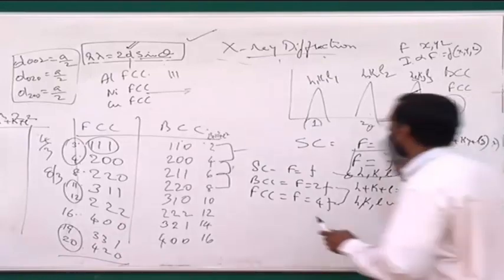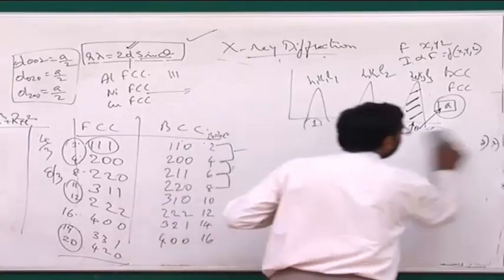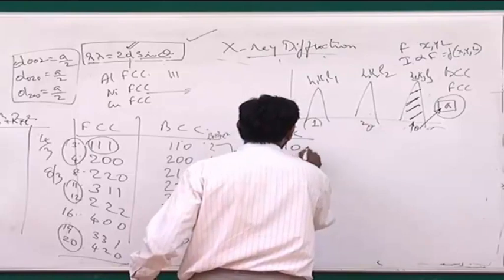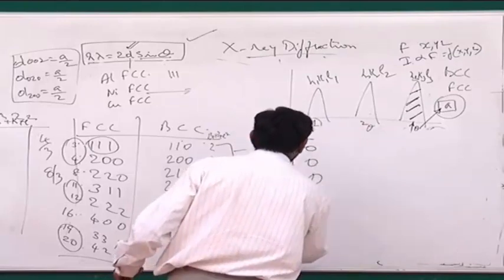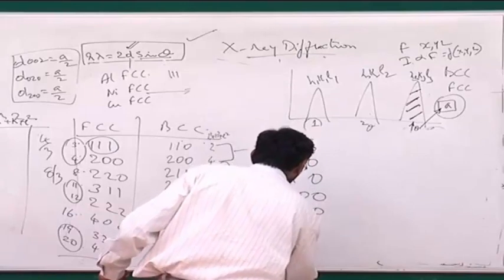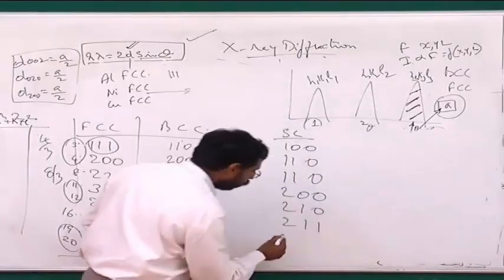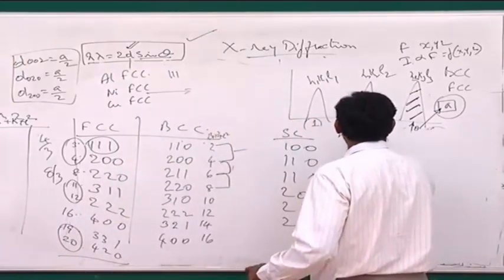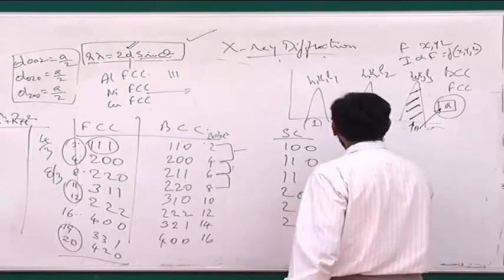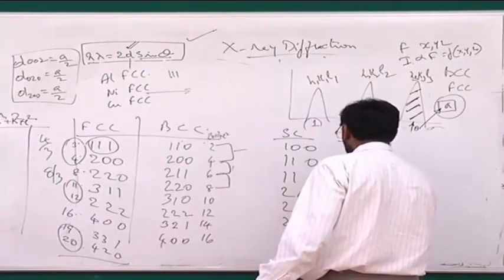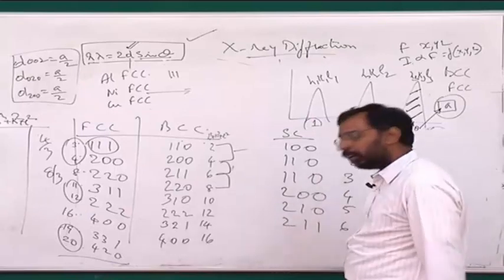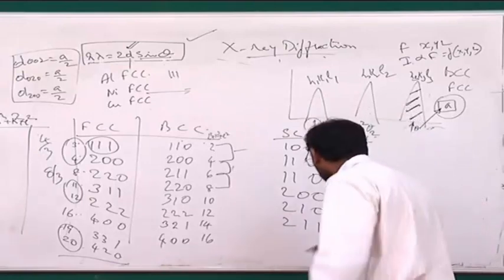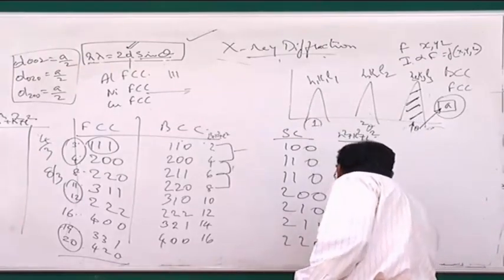What are the HKLs that we get for simple cubic? You will get 100, 110, 111, 200, 210, 211, and the next one would be, if I take h square plus k square plus l square, in this case you see that this is 1, this is 2, this is 3, this is 4, this is 5, this is 6, and what is 7? How do I get 7? I don't get 7. And the next one comes 8, which is 220.